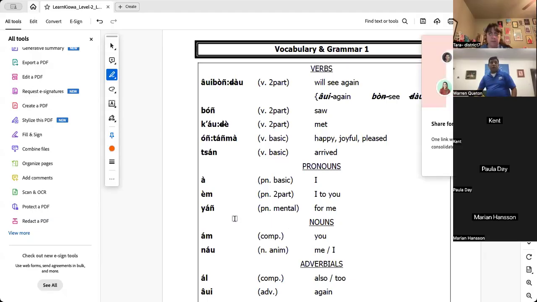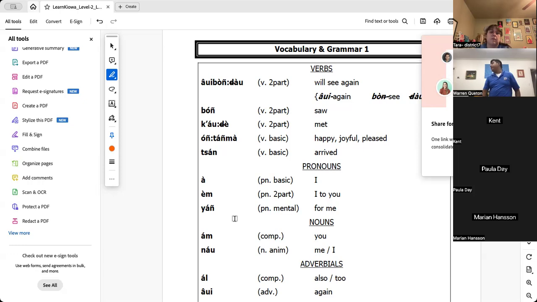Okay, so we were at Met, which is Kate, and we just went over that. And happy, joyful, or pleased, we say on tama. You can hear that all the time in songs, especially in Kiowa hymns, when they say on tama or on tama. It's just that word happy, joyful, or pleased. That's the root word. So y'all repeat after me.